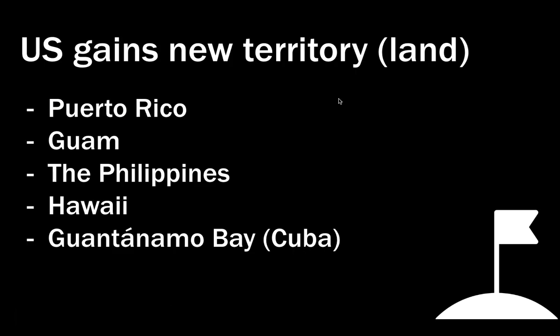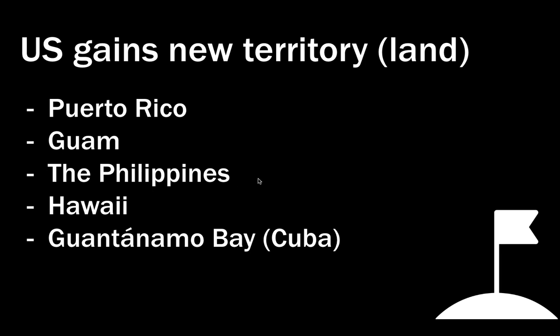Besides becoming an imperialist power, we gain a lot of land or territory. The five big ones you gotta know because of the Spanish-American War: we have Puerto Rico, which is a protectorate of the United States. We also gained the territory of Guam, Hawaii, and Guantanamo Bay in Cuba. So not all of Cuba, just that small slice of land, which we still use today as a prison camp for terrorists. Last but not least is the Philippines.